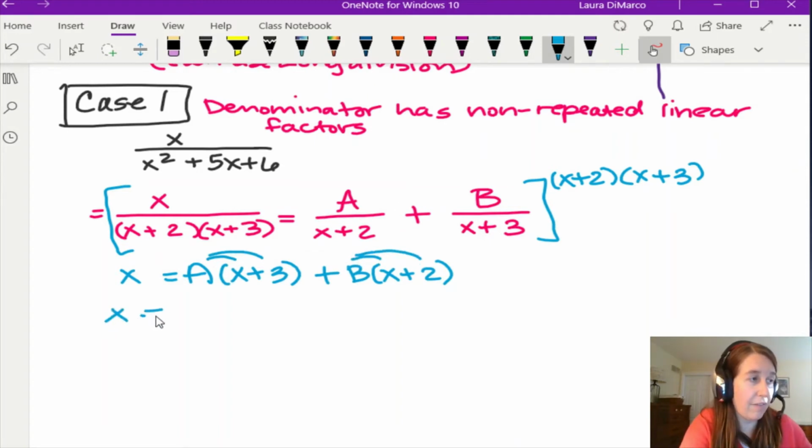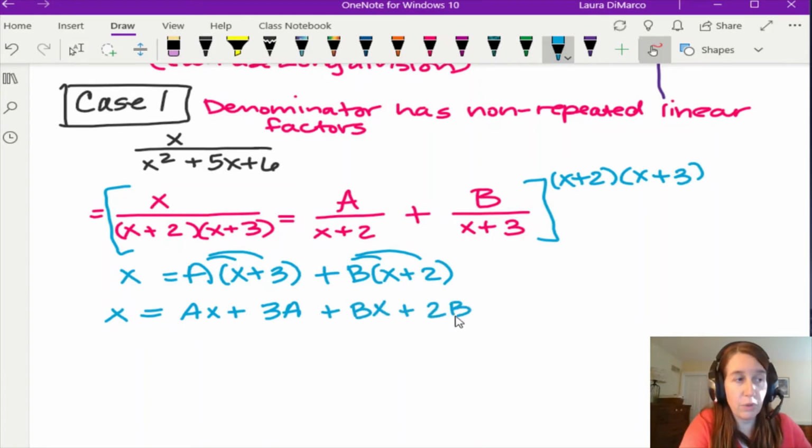So on this side we have x, on this side we have ax plus 3a and then we have bx, and then plus 2b. Okay, now just keep that x over there by itself. Let's collect the x terms together. I did this because I don't actually want the a terms together. I want the x terms together.